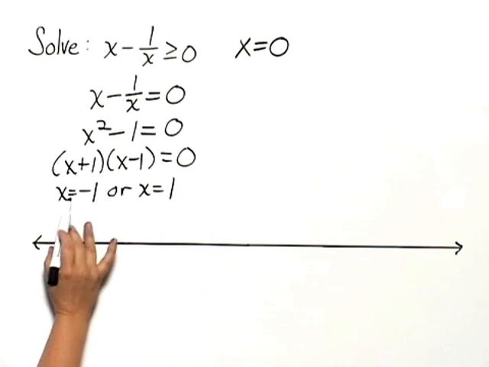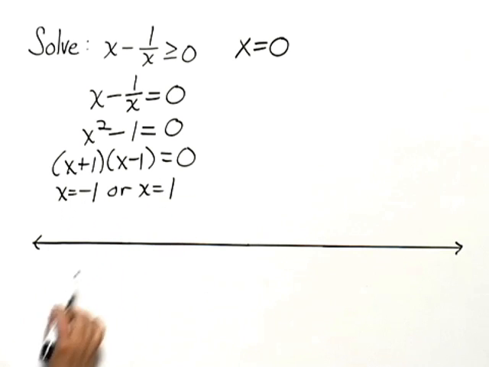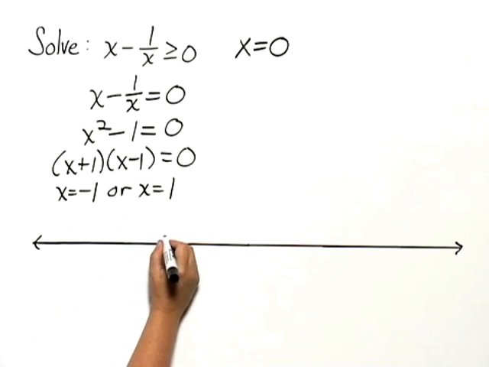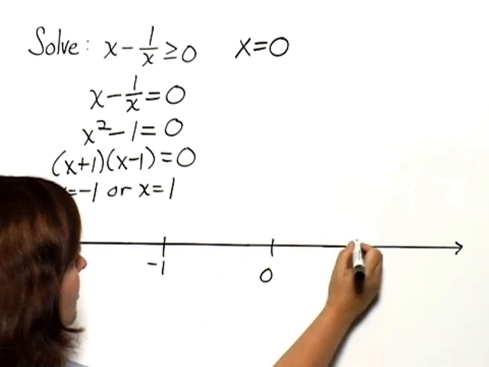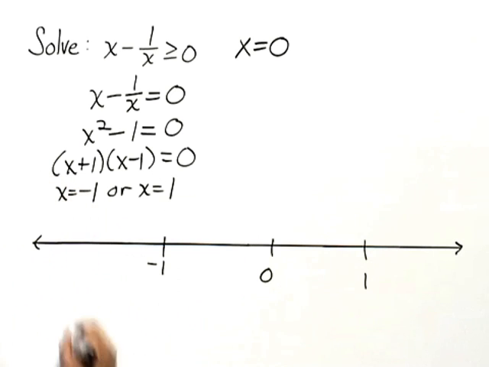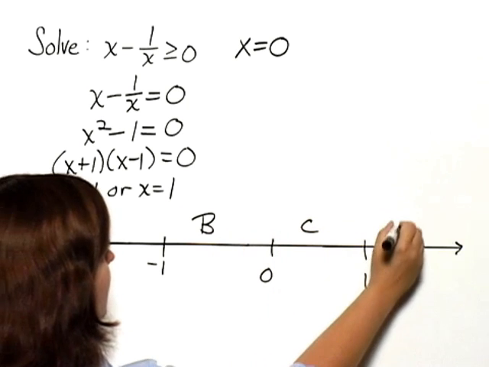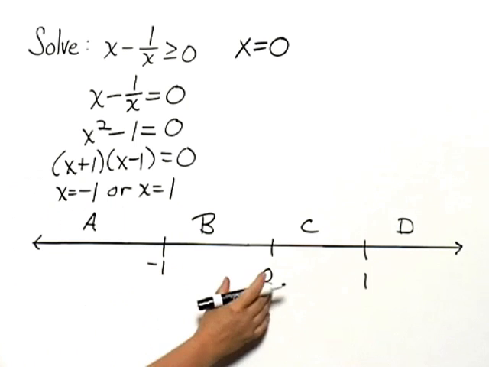So really, from here, we have two x values. And from our discussion up at the top, we have one x value. So this number line is broken into intervals by the negative 1, the 0, and the 1. And we can label these intervals if we want, A, B, C, and D. Now, under each of these, we want to find out whether x minus 1 over x is greater than or equal to 0 is true in each interval.